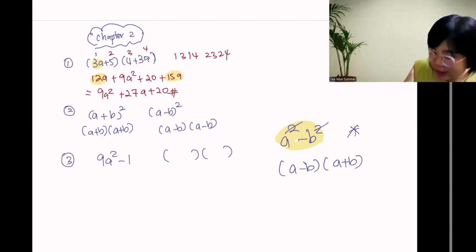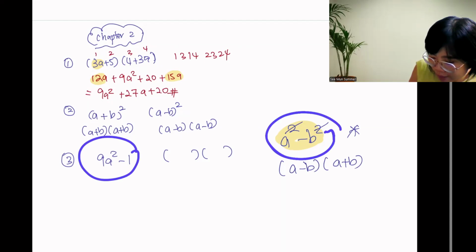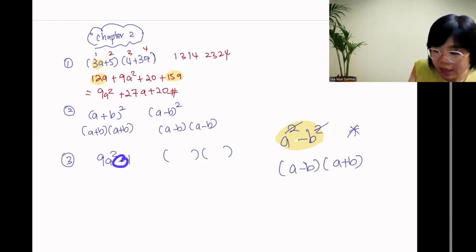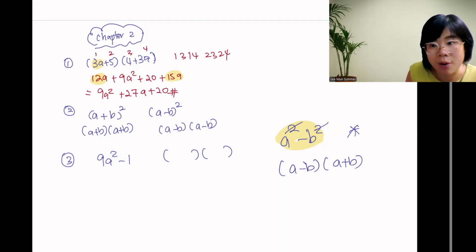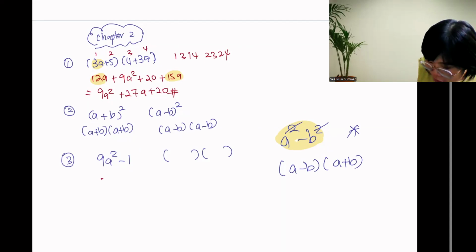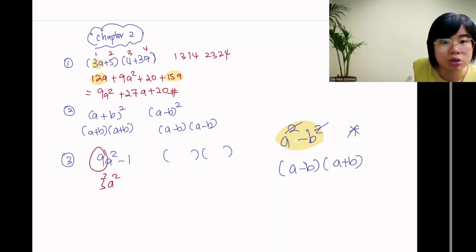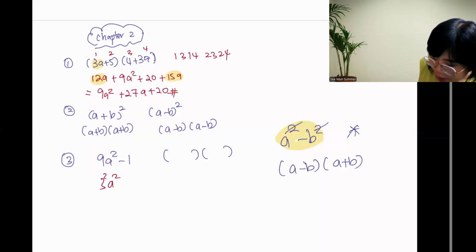Okay, so now, first thing first, I need to convert this to this kind of question because we have a minus. And then you can see square. So now I want you to turn 9 to a square also. Yes, Shivani. So 9 is what square? 3 square, right? And then a is a square. Remember, 9 also needs to turn to a square, not only a, okay? And then minus 1.